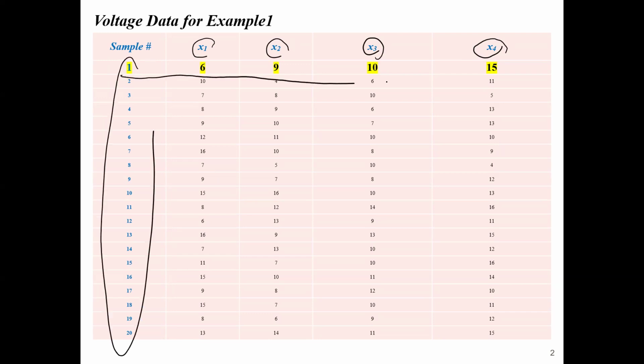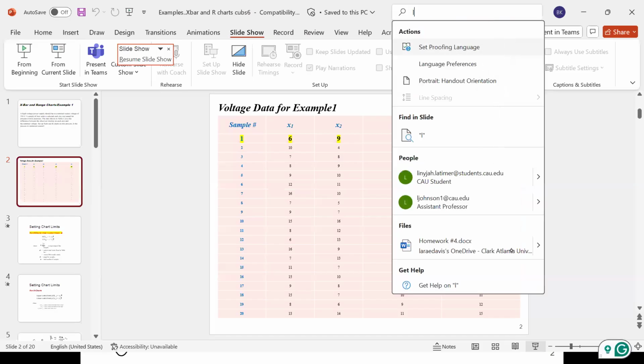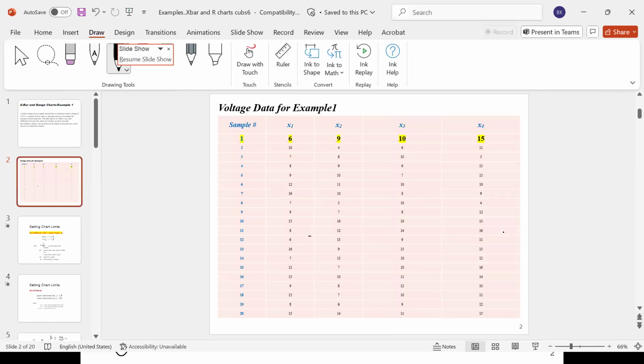This is sample 1. To find X double bar, I need to find X bar here for each one, add them up, divide by how many, and then you will get the X bars and a total here, divided by, I think we did that. Let me check the Excel sheet.